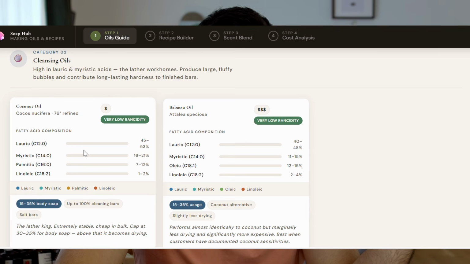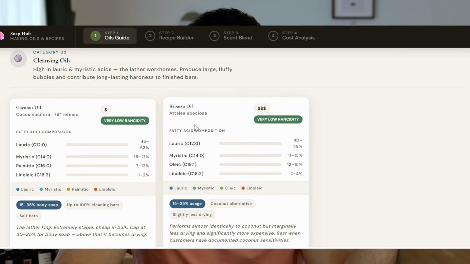The cleansing oils are the ones that are high in lauric and myristic acid, and they're the ones that add a lot of cleansing and bubbles to your soap. So coconut oil, great oil, fantastic. It adds a lot of bubbles to your soap. Then we also have babasu oil. Babasu oil has a bit lower concentration of lauric acid.